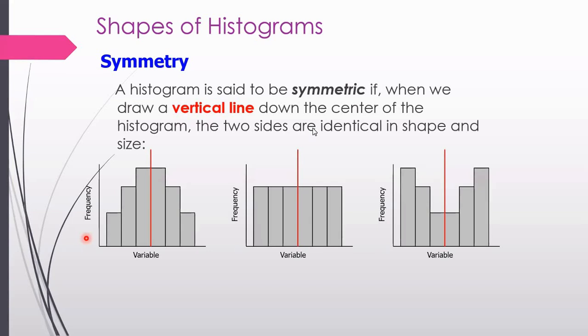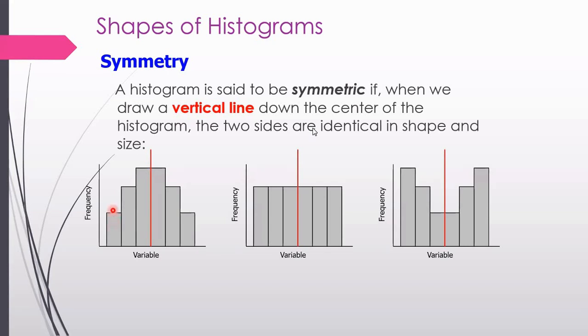A histogram is said to be symmetric if, when we draw a vertical line down the center of the histogram, the two sides are identical in shape and size. That is, one part is a mirror look of the other part. So if we take this one histogram and draw a vertical line through the center, the left-hand side and the right-hand side have the same shape and are also identical.